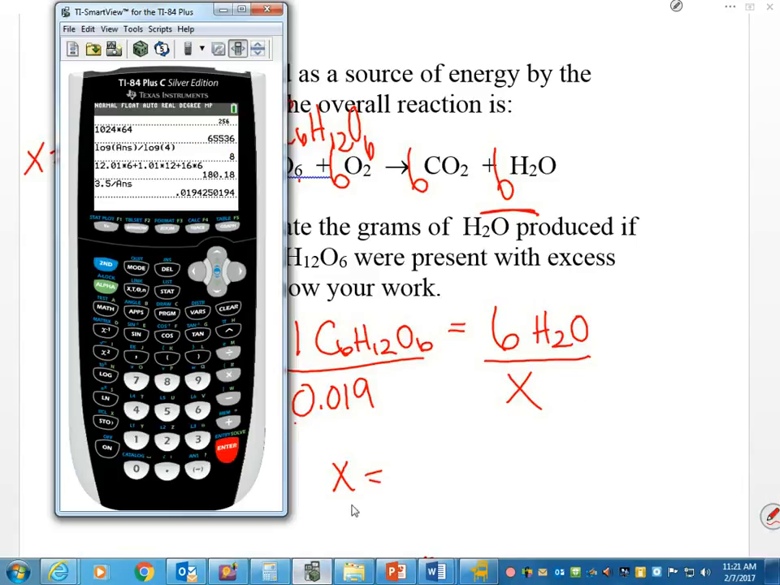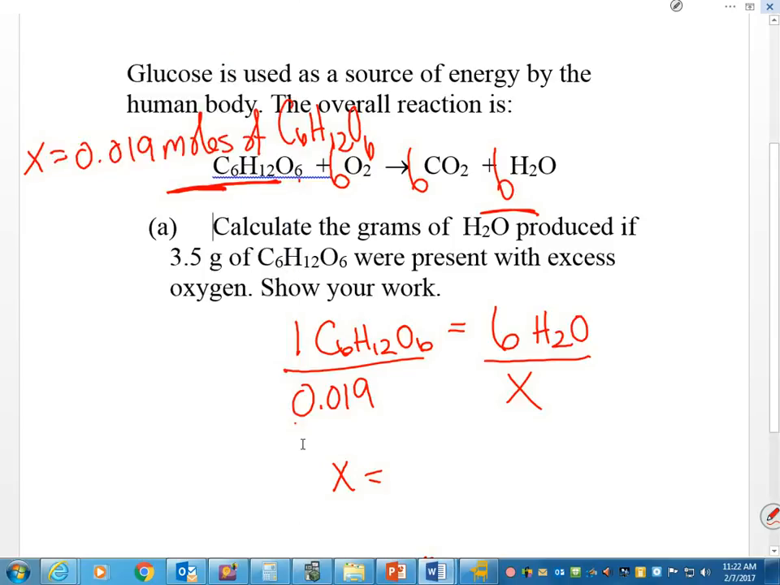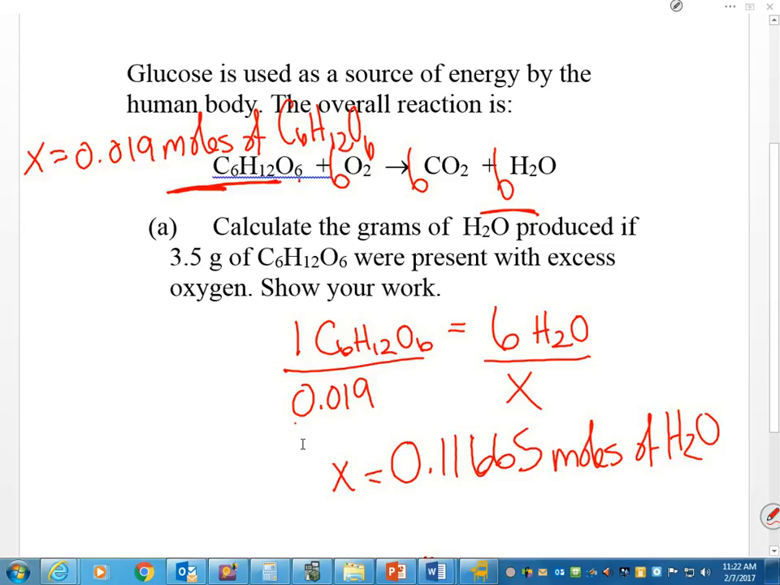So if I pull up my calculator, I have this 0.019. I just have to times it by 6. And I get 0.11655 with lots of decimals. 0.11665, and this is moles of H2O. Now, sometimes that's all they want to know, is how many moles of water. But in this case, it asks for grams, so we have to do that third step.